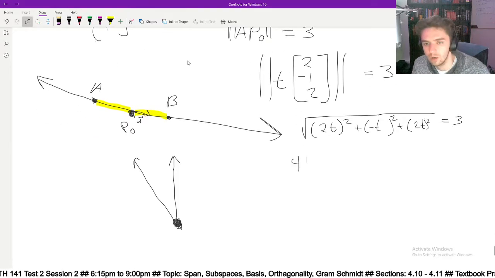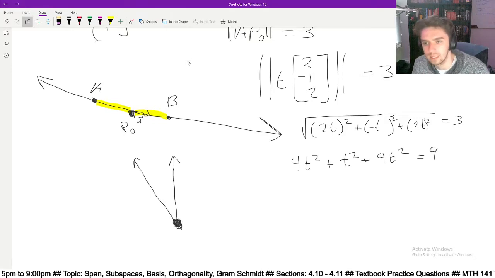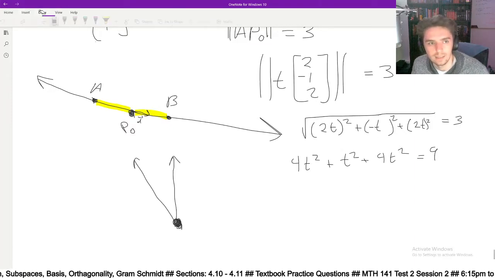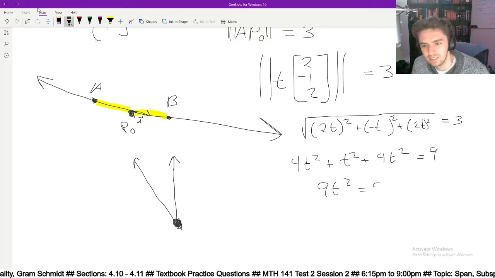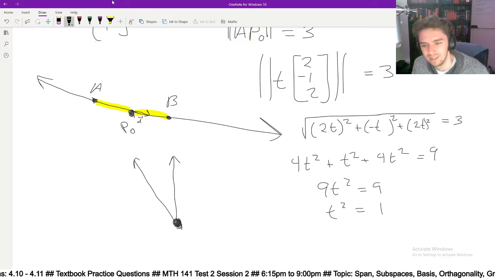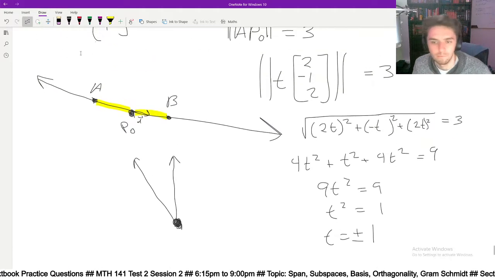So 4t squared plus t squared plus 4t squared equals 9. 9t squared. And I got t squared equals 0, t equals 0. So it didn't do anything right there. 9t squared equals 9. Oh, never mind. T squared equals 1. So t equals plus or minus 1.